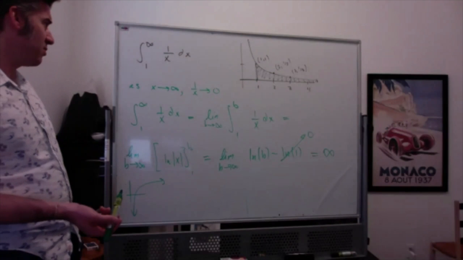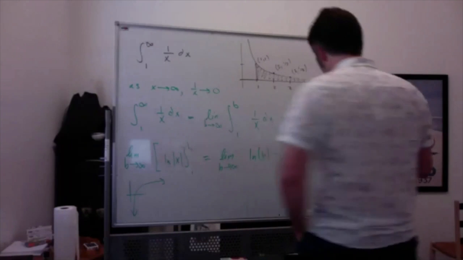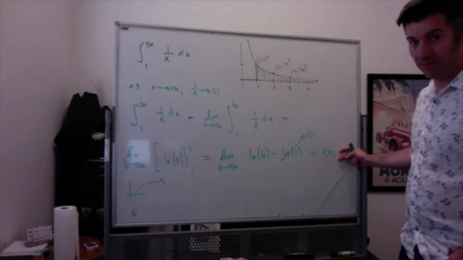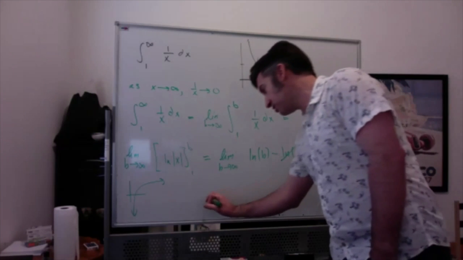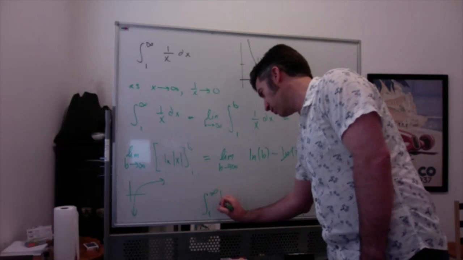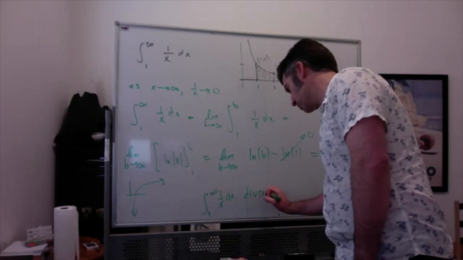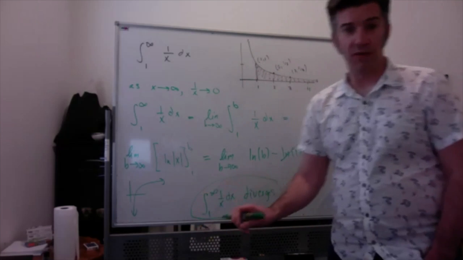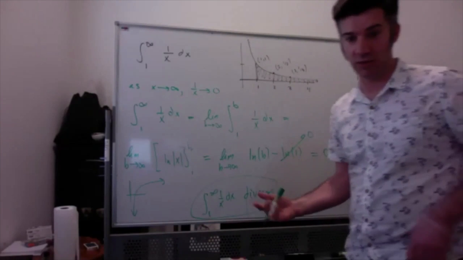So what does that mean? Well, it means that this definite integral has an infinite amount of area. Okay, so what do we say when that happens? We say that the integral from 1 to infinity of 1 over x dx diverges. If your integral has an infinite amount of area, it is said to be divergent, or that it diverges.